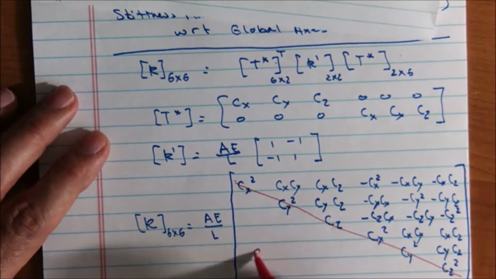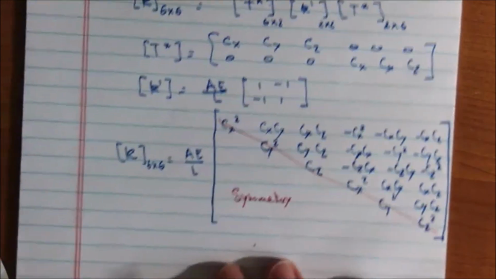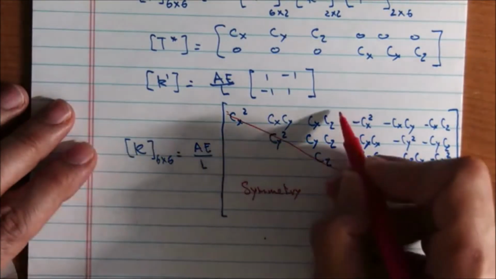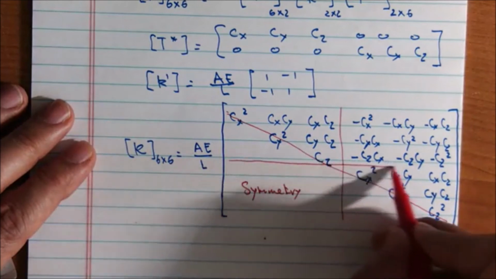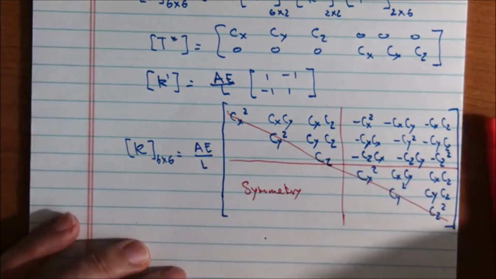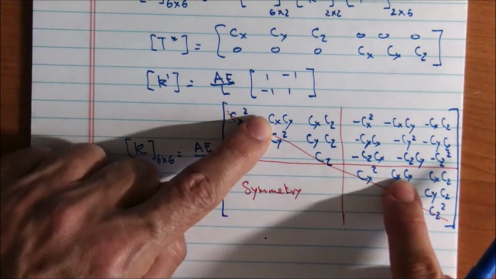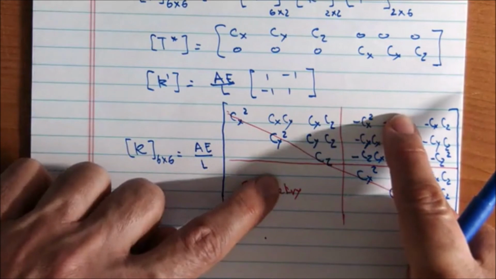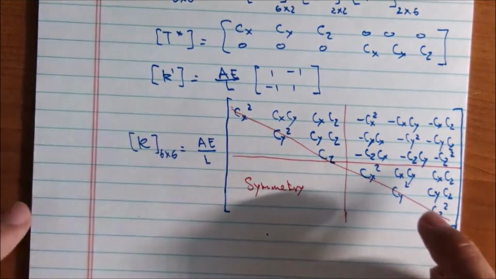So now if we look at this carefully, the diagonal is always positive. We have symmetry. And also, when we look at this and I partition it into 4 submatrices, you will notice that this is the same as this, and this one is the same as this, and these are the negative of the matrix here.